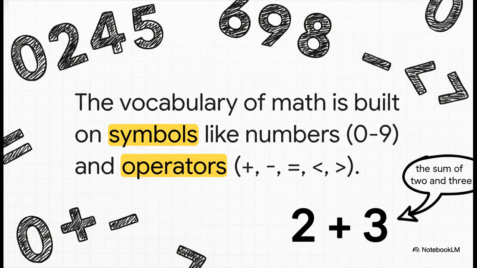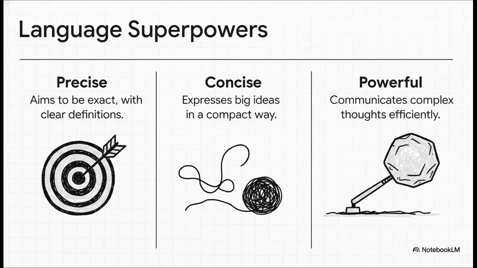So instead of having to write out the sum of 2 and 3, we can just, poof, write 2 + 3. So much simpler. Now, because of these symbols, the language of math basically has 3 superpowers. First, it is incredibly precise. There's no wiggle room for interpretation. Second, it's super concise. You can pack huge, complex ideas into just a tiny bit of space. And third, it is unbelievably powerful. It lets us talk about complex relationships that would honestly take pages and pages to describe in a regular spoken language.